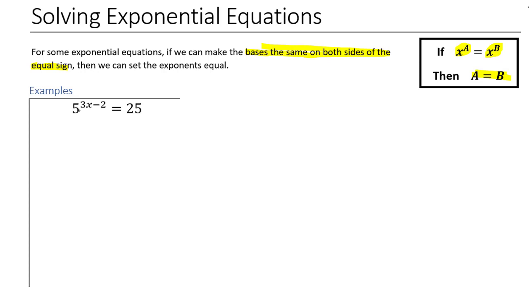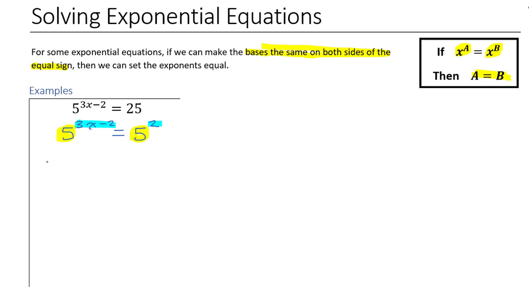So I have 5 to the power of 3x minus 2 equals 25. Well, I can't really rewrite 5 as anything, but I can rewrite 25 as 5 squared. So look, let me just write this one down here. Notice how the bases are the same. They both have a base of 5. So for the two sides of this to be equal, the exponents must also be equal. So the 3x minus 2 has to be equal to 2.